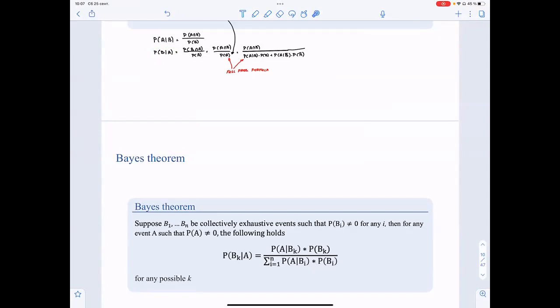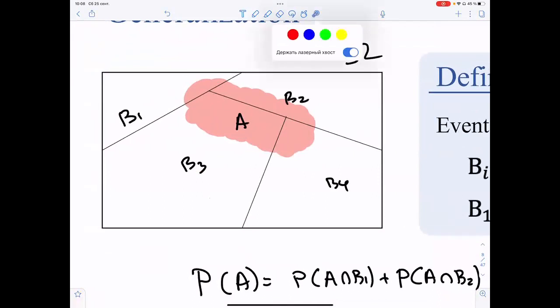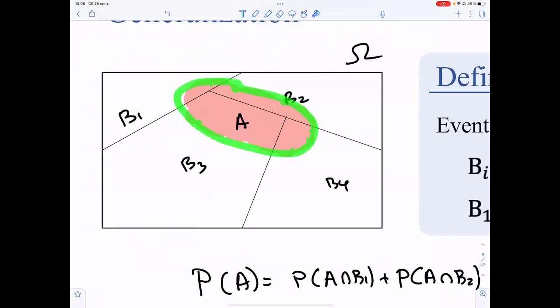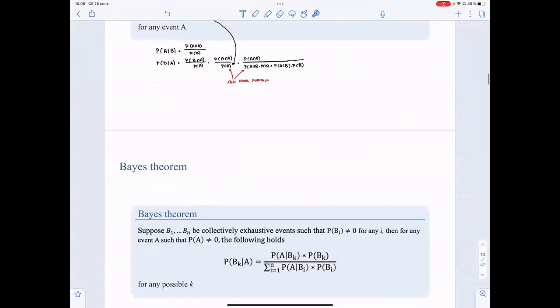By applying Bayes formula, Bayes theorem, we try to measure the probability of a condition happening, given that your main event has happened. So basically, what Bayes theorem says might be interpreted on this example. You know that A has happened. What is the probability that it happened in this area? That's what we are trying to evaluate with the Bayes formula.